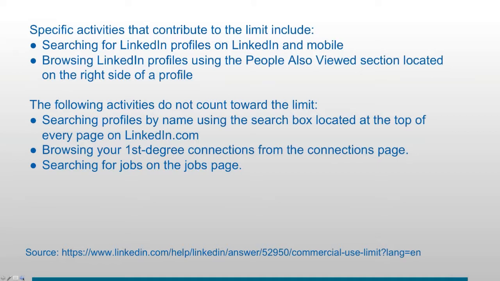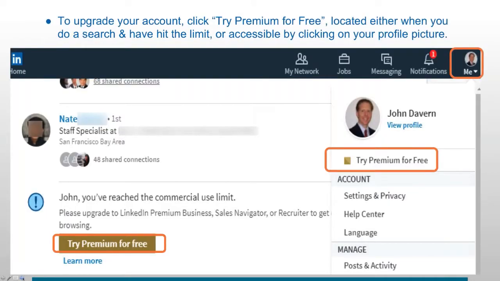And there is no limit, but you could search profiles by names using a search box located at the top of every page on LinkedIn, which is right there. Browsing your first degree connections from the connection page, searching for jobs on the jobs page. But to upgrade your account, you click on Try Premium Free. And it's located either when you do a search and have hit the limit, or accessible by clicking on your profile picture. So if you just click on the top right, I've circled it where the number 1 is, it'll say Try Premium Free.